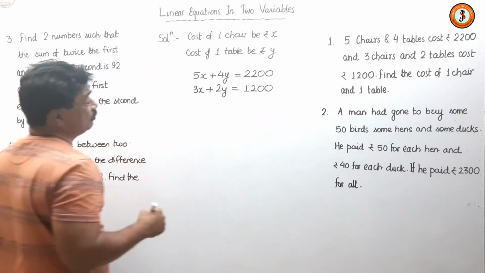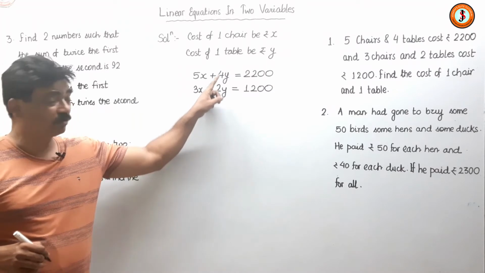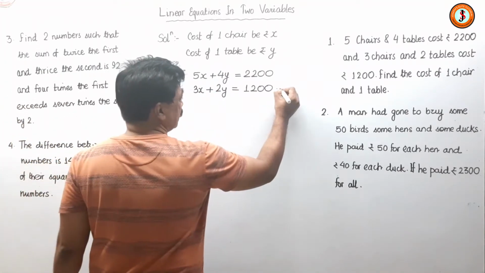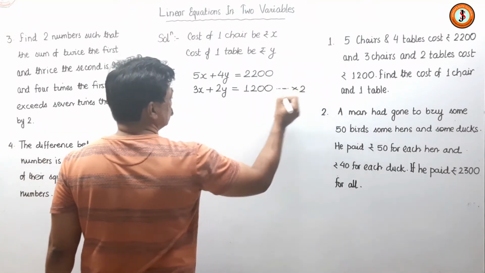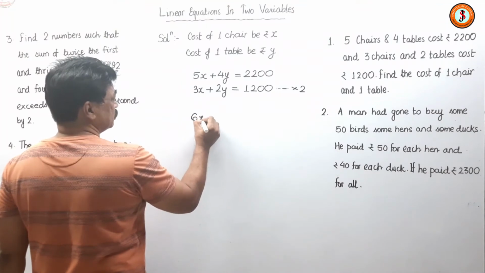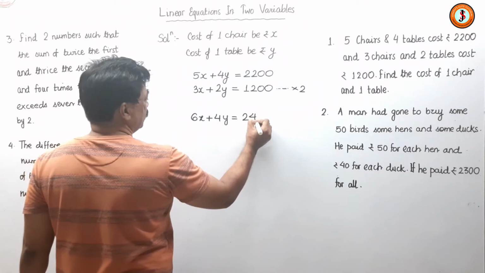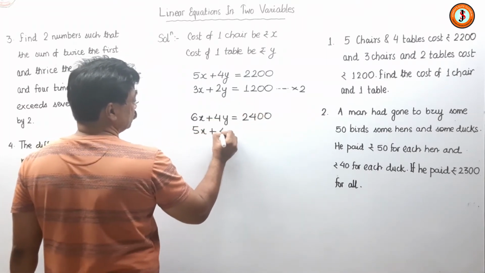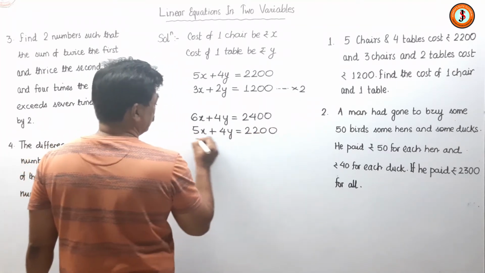Now we have to eliminate. Now let us see, if I multiply this whole equation by 2, this will be 4y, and then we can eliminate. So I multiply this equation by 2, so 2 3s are 6x plus 4y is equal to 2400. Then I put 5x plus 4y is equal to 2200. Then I subtract.